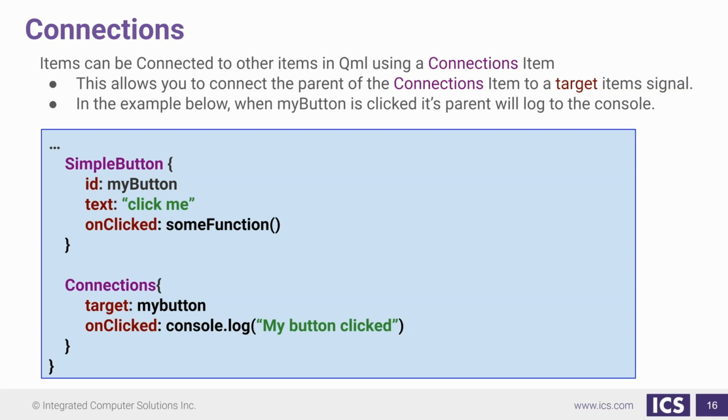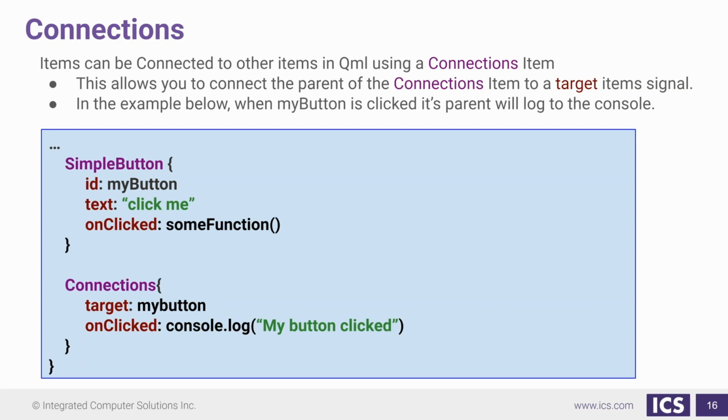So what we can do is we have our simple button, and our simple button has something happening in its onClicked handler of its own. It's calling some function. We can also use a Connections object targeting my button to make it log to the console that that button was clicked, in addition to whatever's happening in the button's clicked event.